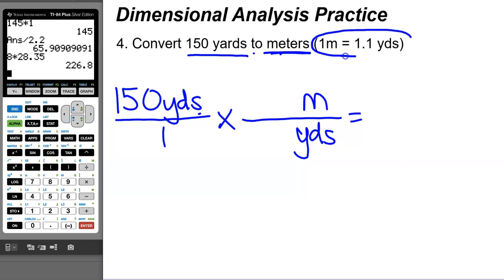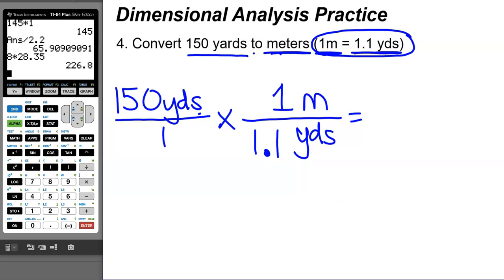Based on the information that's given, we know that 1 meter equals 1.1 yards. Those are equivalent values. And so we can use that information to fill in our conversion factor, just matching up our units. 1 meter, so I'm going to put a 1 next to meter in my conversion factor, and then 1.1 next to yards, so I'm going to put a 1.1 next to the yards in my conversion factor.